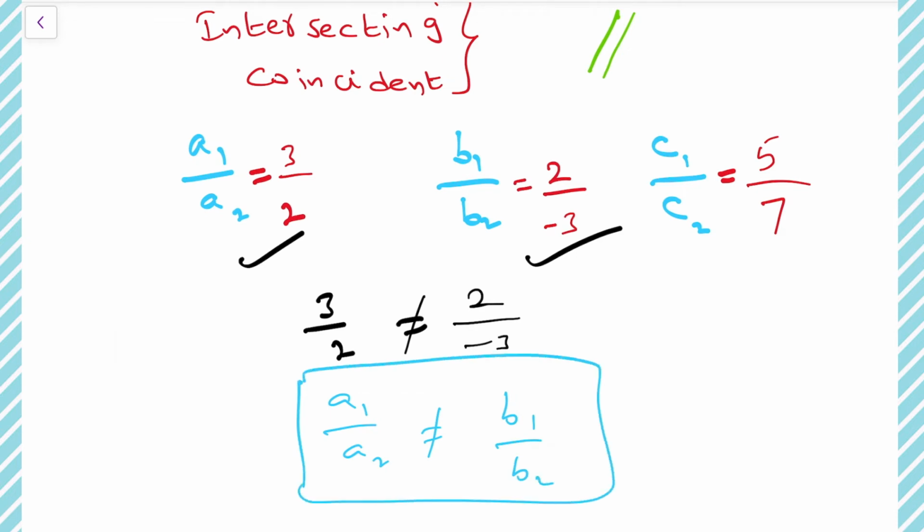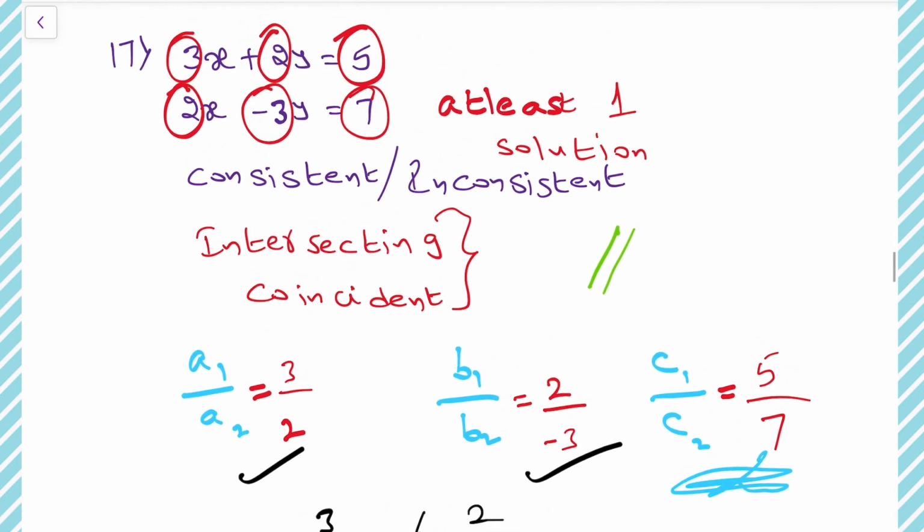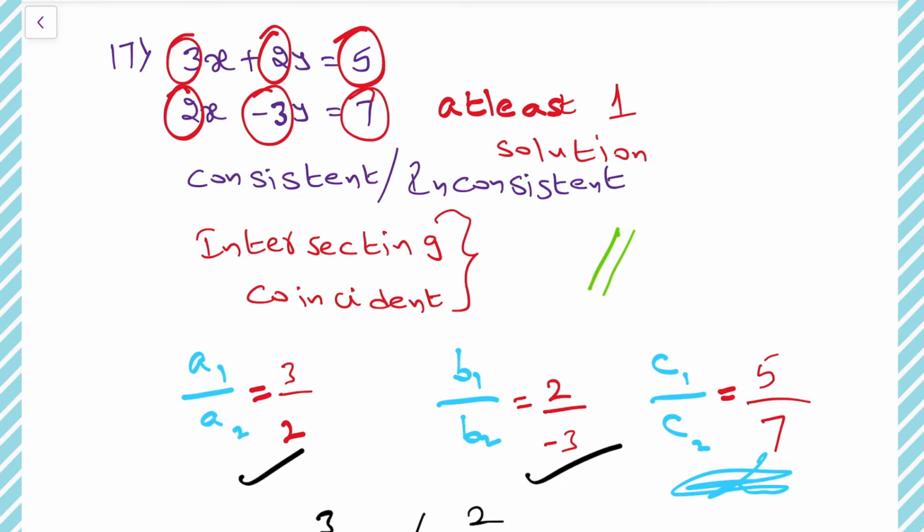Whenever A1 by A2 is not equal to B1 by B2, no need to worry about this third one. Here only we can conclude. A1 by A2 not equal to B1 by B2 means those two are intersecting lines. If those two are intersecting lines, then it is definitely a consistent pair, because intersecting means one solution will be there. So those are a consistent pair only.